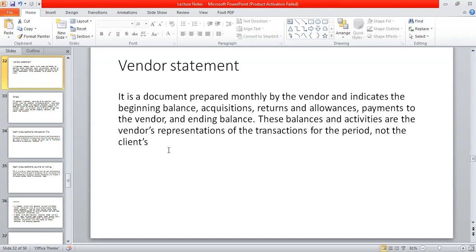This statement is also used to reconcile the statement balance and the accounts payable balance. If there are any mismatches, then it can be verified using other documents and transactions which took place within the period, and the mismatch can be rectified.